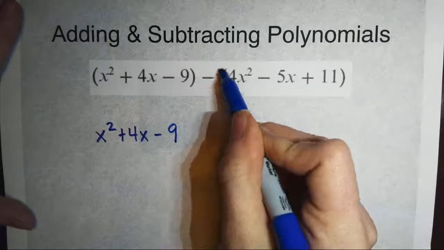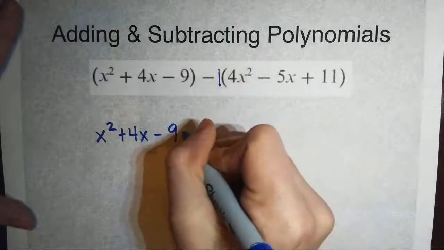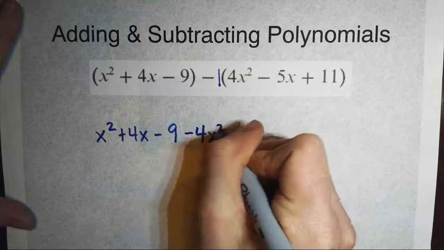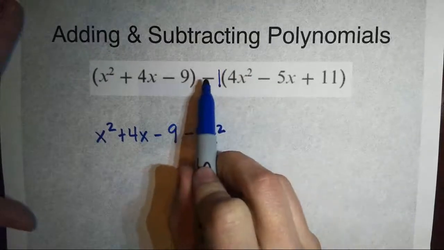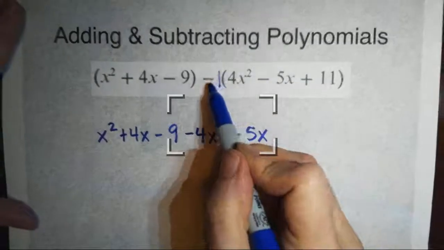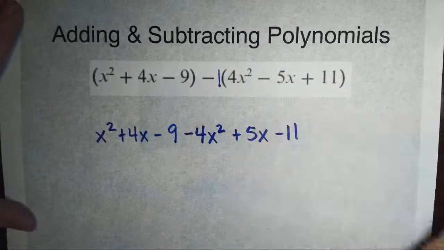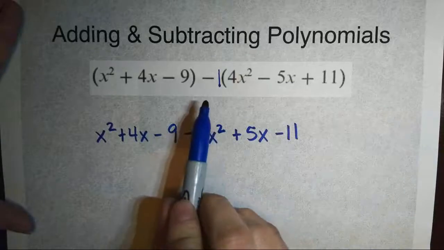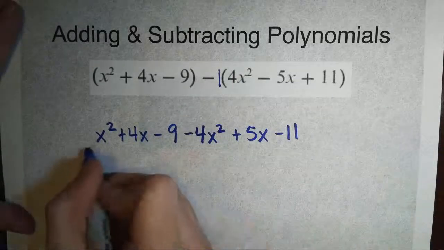So I'm sort of distributing a negative 1 to each term in this set of parentheses. So I have negative 1 times 4x squared. That gives me a negative 4x squared. Then I have negative 1 times negative 5x, which is a positive 5x. And then negative 1 times positive 11, which is negative 11. Once you've distributed the negatives, you can simply combine the like terms.